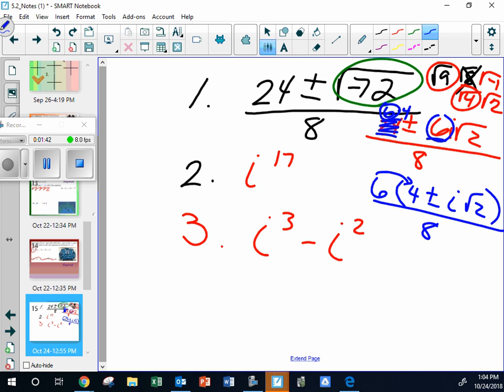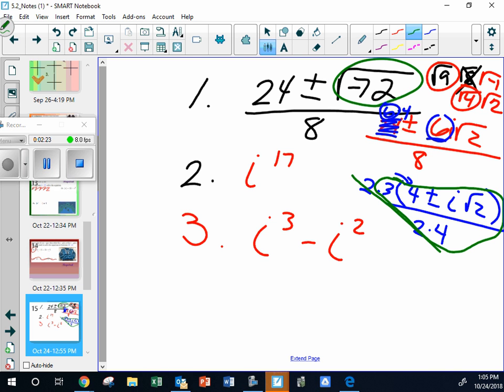This didn't work so nice. Now I can't cancel anything. Oh, yeah, I can. What can I do to make stuff cancel? If you can factor it, you should. So I factor the 6 into what? 2 times 3. You factor the 8 into what? 2 times 4. And then, finally, I got something to cancel. There's my final answer. 3 times the quantity 4 plus and minus i root 2 all over 4.